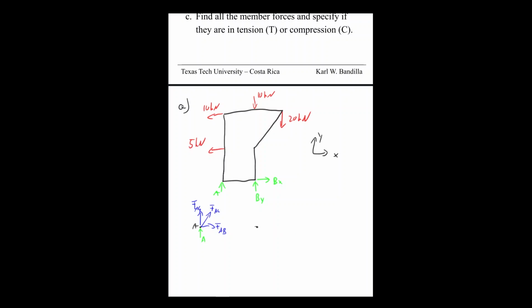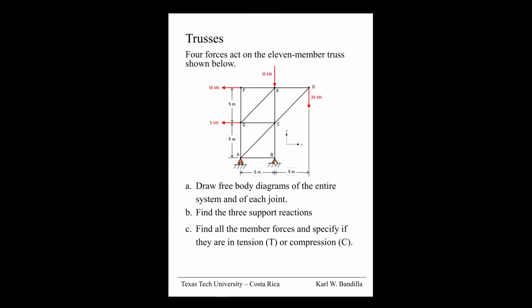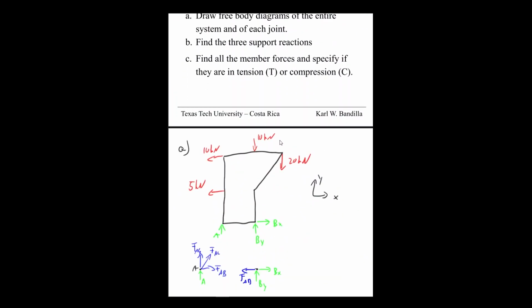Then point B will have the 2 support reactions, BY and BX. Then we have FAB going the other way. Then we'll have FBC going upward, and that's it. FBC, and that of course is point B.